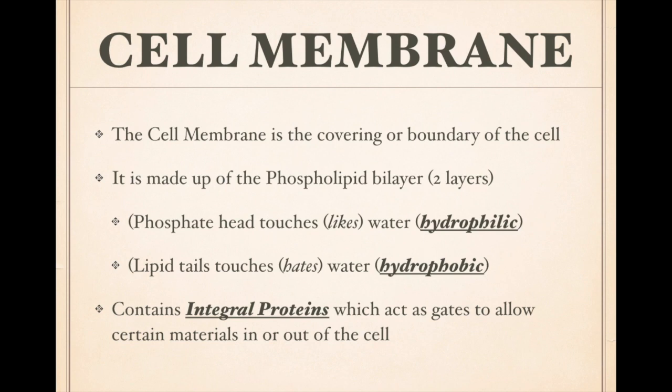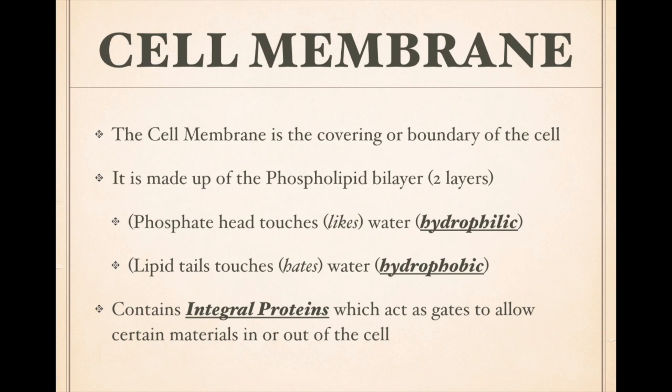So the phosphate part is a head, and this head loves water. So we call it hydrophilic. Think of Philadelphia, the city of brotherly love. So hydro meaning water, philic meaning love. The phosphate head loves water. The lipid tail hates water. So we call it hydro, water, phobic, meaning afraid of. So the lipid tail hates water and it wants to get away. So that's going to be very important in the structural formation of the phospholipid bilayer of the cell membrane.